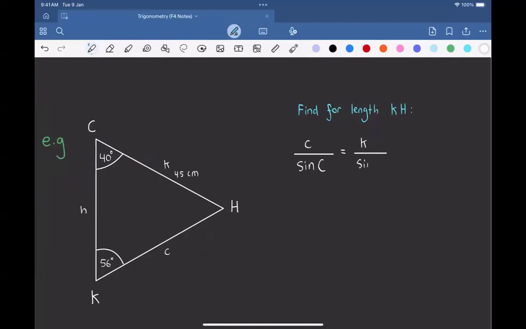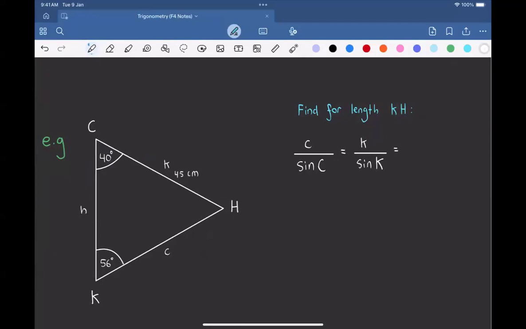Pronounce that word. Sorry? Yes, like the Titanic. Equals, mark somebody else. Okay.